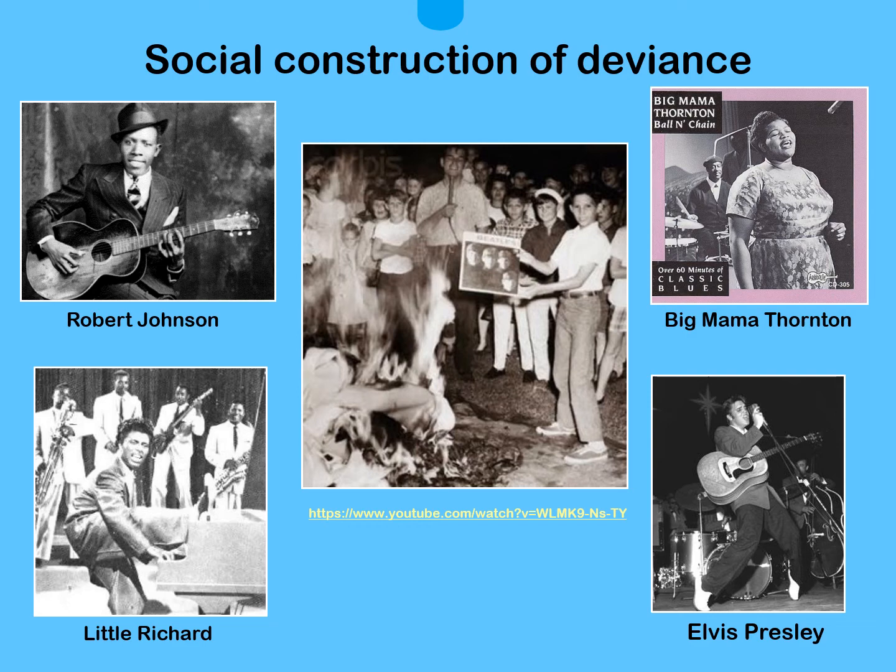What is considered deviant or normal is socially constructed. Rock and roll music, R&B music, was considered the devil's music by some not that long ago. The great blues artist Robert Johnson, Big Mama Thornton, who sang Hound Dog before Elvis, Little Richard, one of the great architects of rock and roll, Elvis Presley, the Beatles. This was considered the devil's music. Now today, when most people listen to this music, it's considered pretty safe. It's kind of cute music.